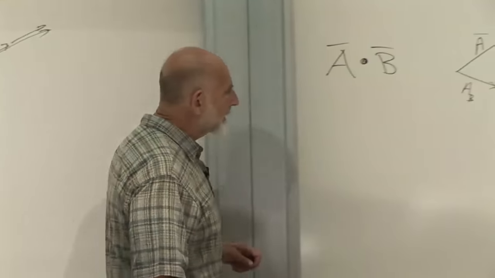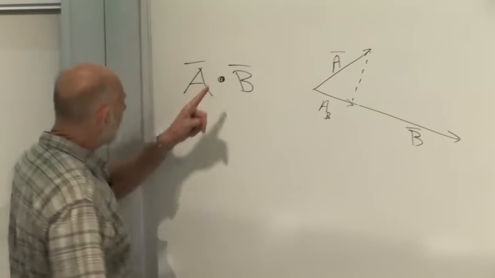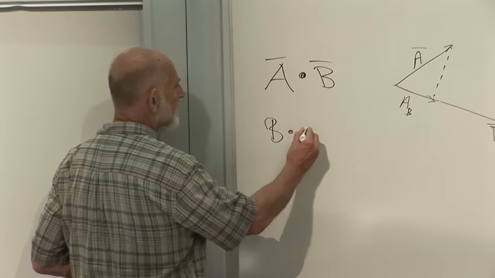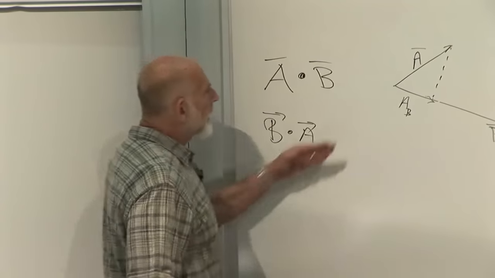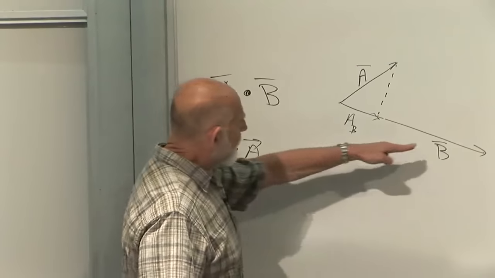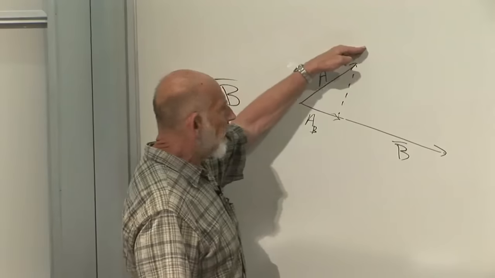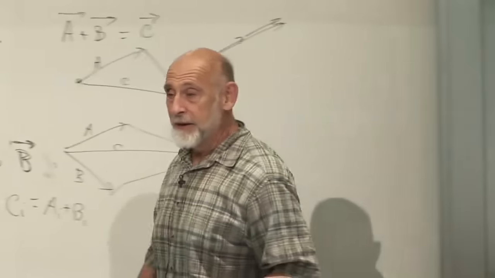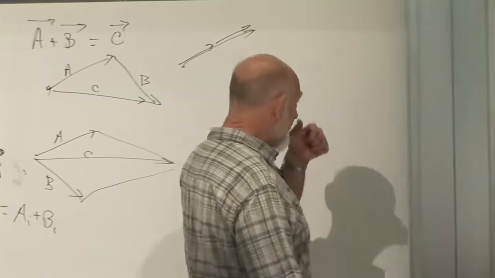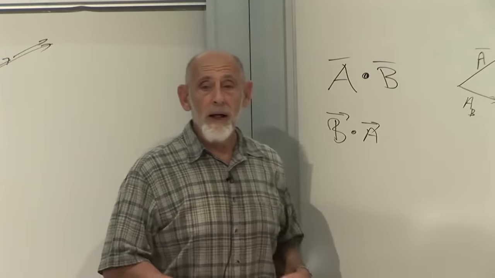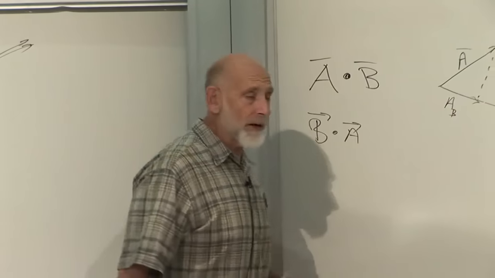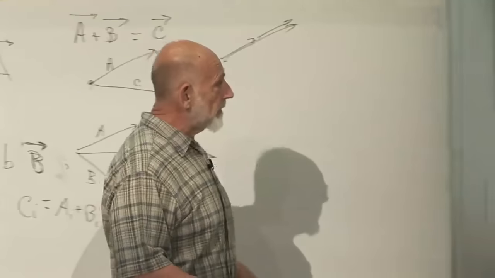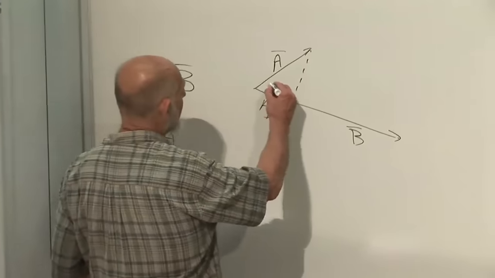But the way I defined it, it looks like A dot B might not be the same as B dot A. After all, the rule for B dot A would be to drop a perpendicular from B onto the axis defined by A, which is a different thing, and then multiply them together. Is it obvious that A dot B and B dot A are the same thing? Well, if we can write them in a manner which is symmetric between the two of them, then we'll know they're the same thing. Okay, so let's call this angle here theta.